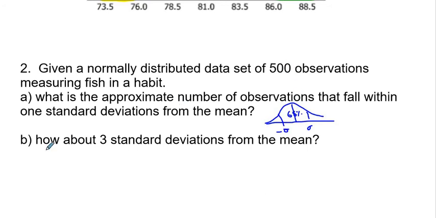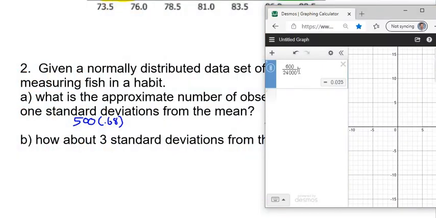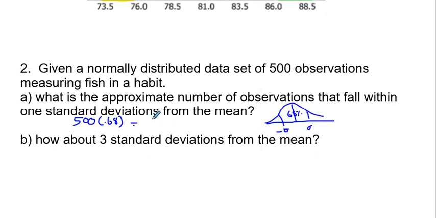So what this is really asking you to do is take 500 observations and multiply it times 0.68 and say, well, this is how many observations we would expect to have this information. So you have 500 times 0.68, which is how you do a percentage problem. And so 340 of those observations would fall within one standard deviation of the mean.